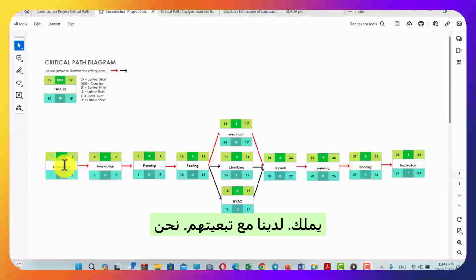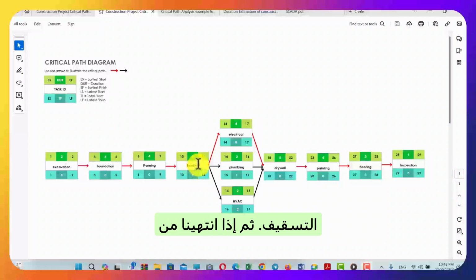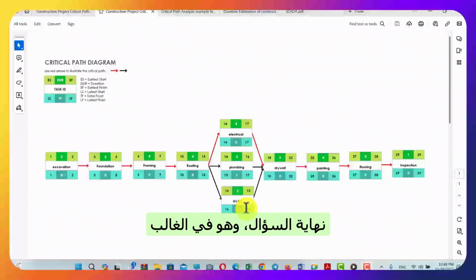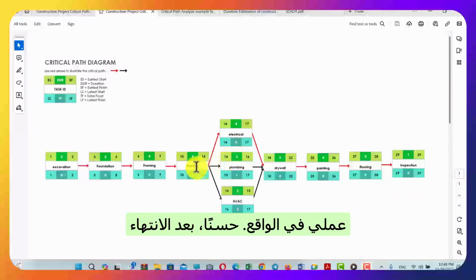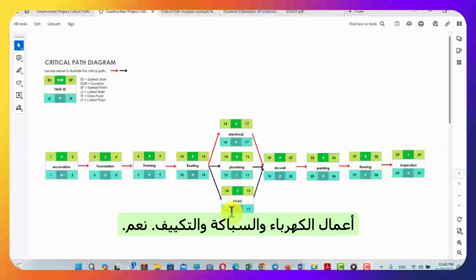These are the activities we have, with their dependency. First, as we have seen in the question, we have the excavation work to start, then the foundation. After finishing the excavation, we have to start the foundation. After finishing the laying of foundation, we can start the framing. After finishing the framing, we can start the roofing. Then, if we finish the roofing, 3 activities can start simultaneously, which is mostly practical actually: electrical work, plumbing, and HVAC.